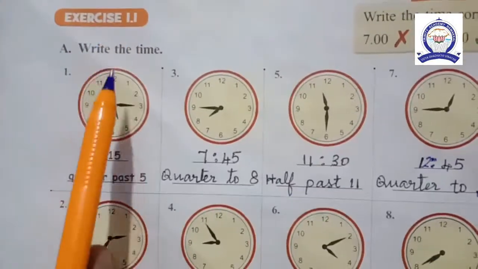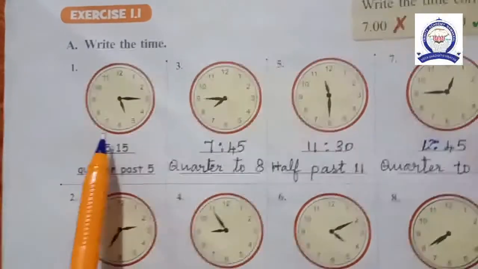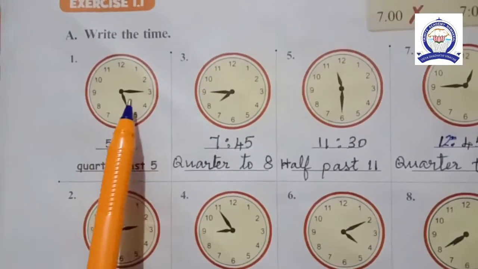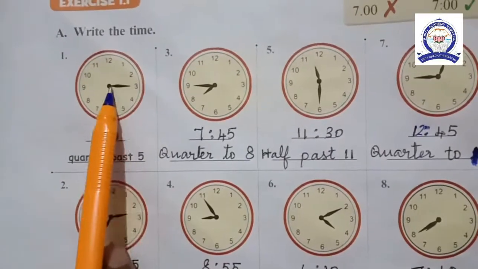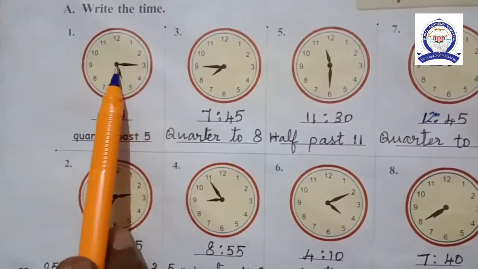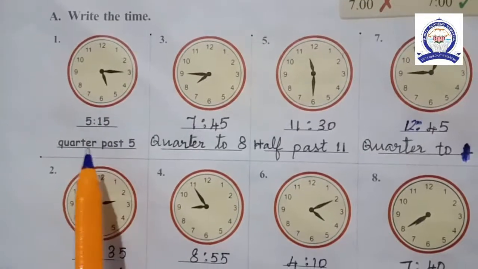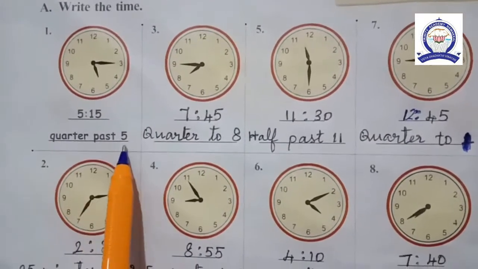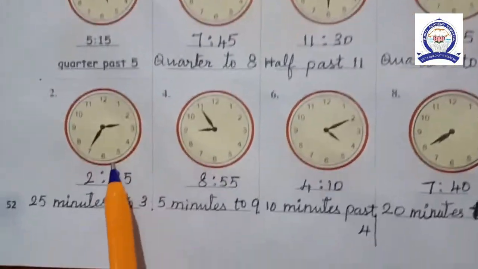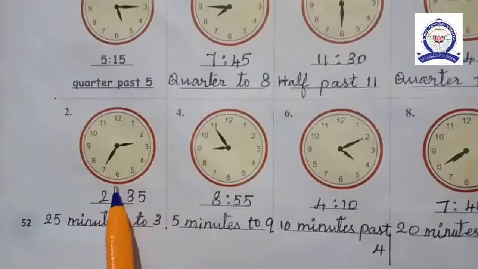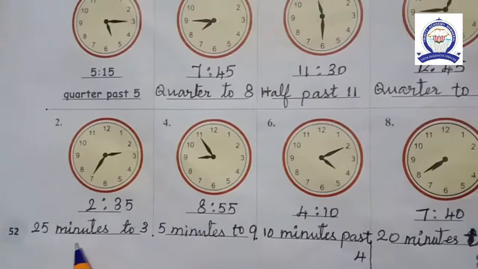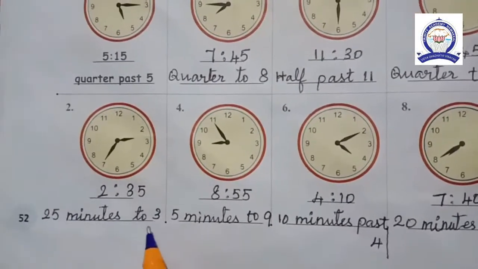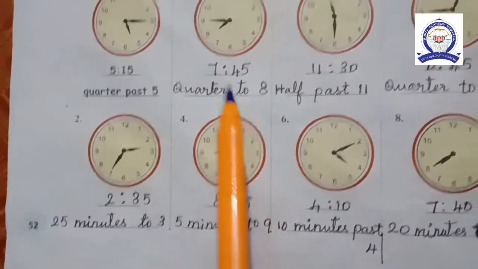Exercise sums, children. Write the time. See the first clock. Where is the small hand? 5. So 5 hours. Where is the big hand? 3. 3 5s are 15 minutes. Quarter past 5. See the second sum. What is the time? 2:35. 25 minutes to 3.